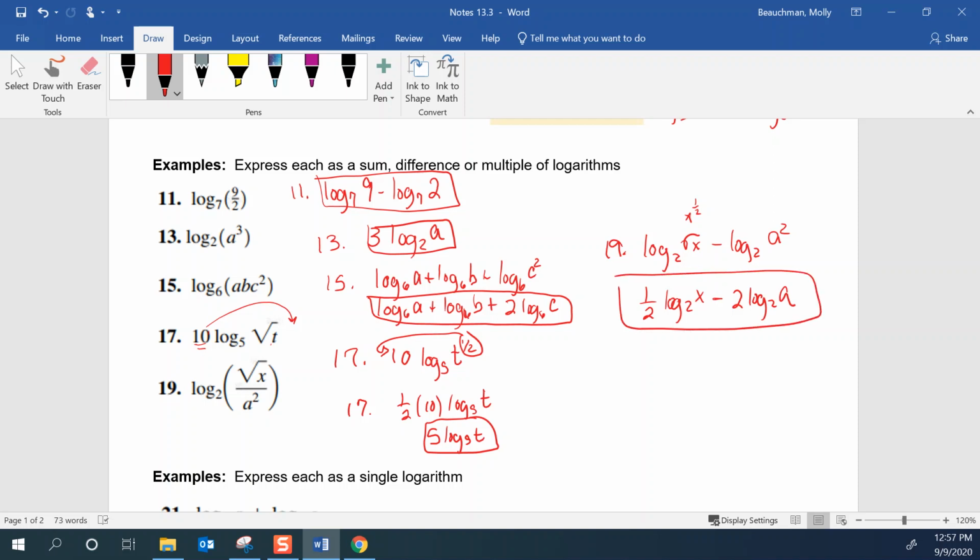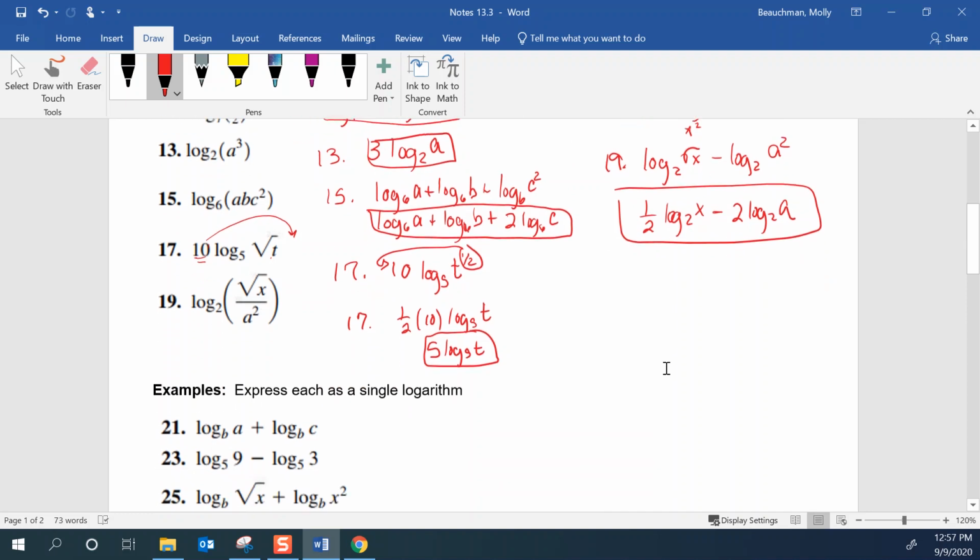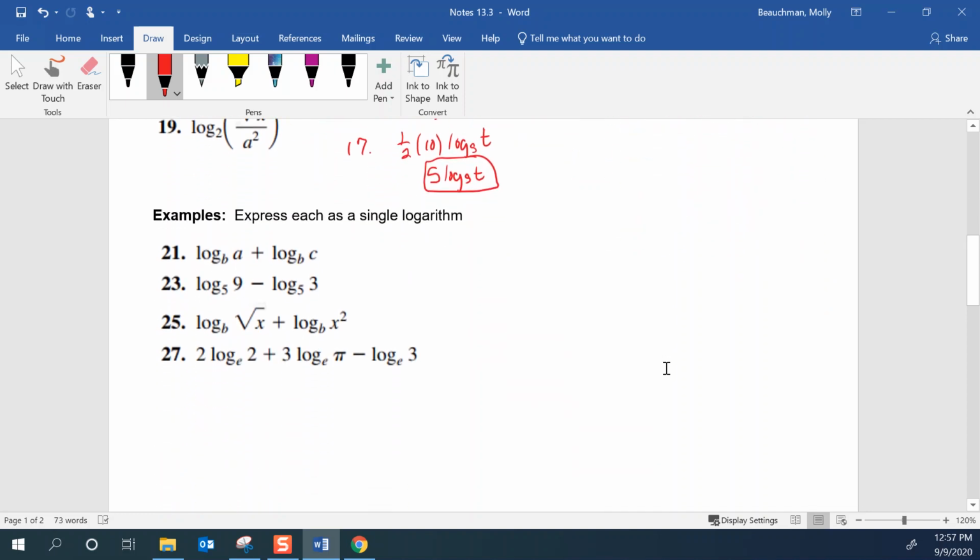All right, so that's expanding, taking a single logarithm and expanding it so that you're writing it as a sum, difference, or multiple. Now we're going to go backwards, expressed as a single logarithm if we have it expressed as a sum or difference or multiple. So number 21, log base b of a plus the log base b of c, since we're adding, we can combine those into a single logarithm by taking log base b of a times c.